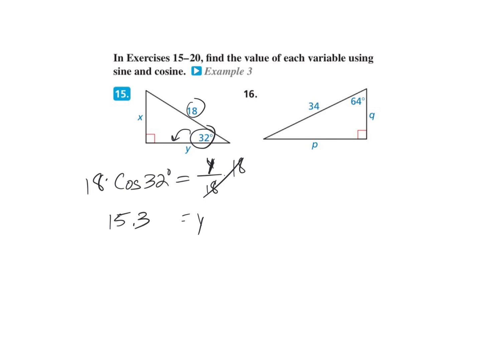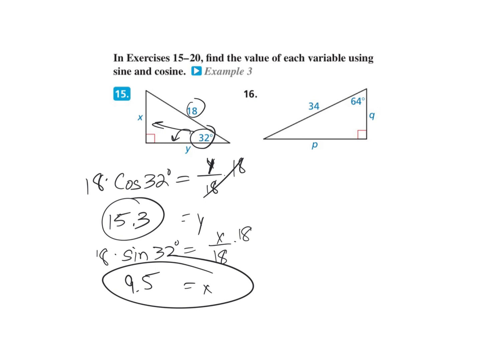All right, now to get x, it is the opposite leg to 32 degrees. So the opposite and the hypotenuse would be sine. So the sine of 32 degrees is equal to the opposite leg over the hypotenuse. And again, to solve this, multiply by 18. Take your calculator and find the sine of 32, and then times that by 18, and we get x equals 9.5.